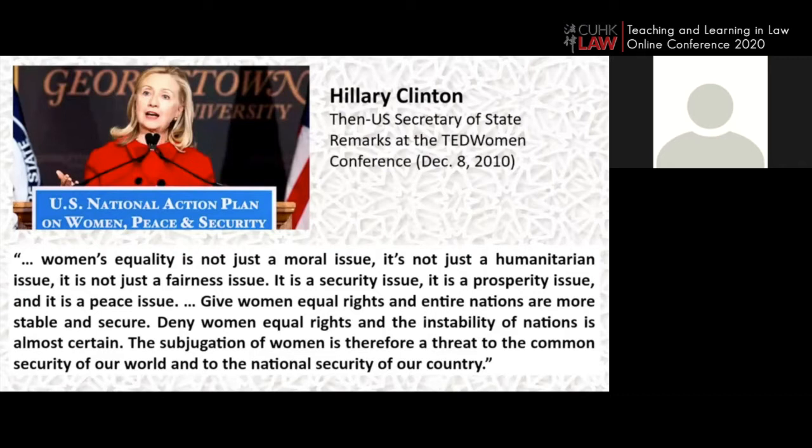Mary Caprioli has found a link between gender inequity within a sovereign and that sovereign's use of military force in intrastate conflict. And a direct correlation has been found between women's control of household spending and human security.